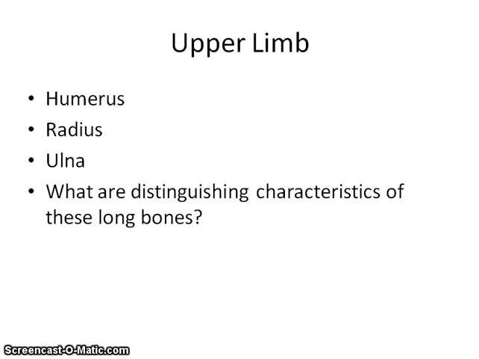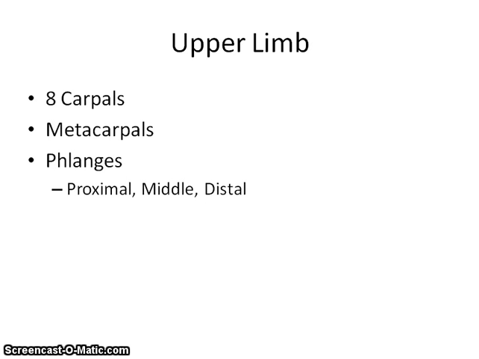how would you identify those? To finish up the upper limb, we have 8 carpals. Then we have metacarpals, which are the bones that make up your fist, and the phalanges, and those are your fingers. There's 3 types. I'm going to keep moving here. I'll give you plenty of time to look through this PowerPoint on your own.